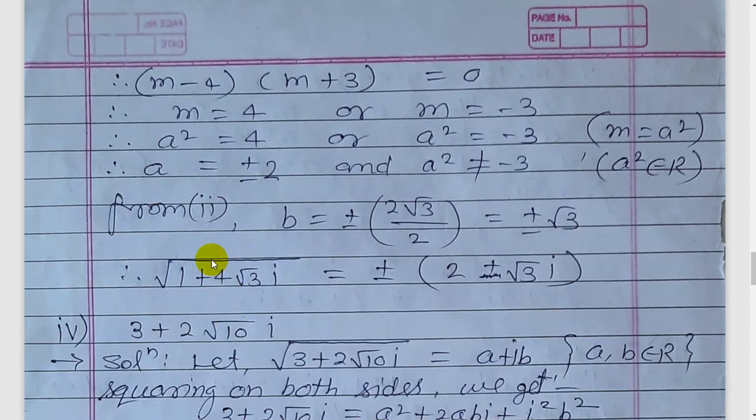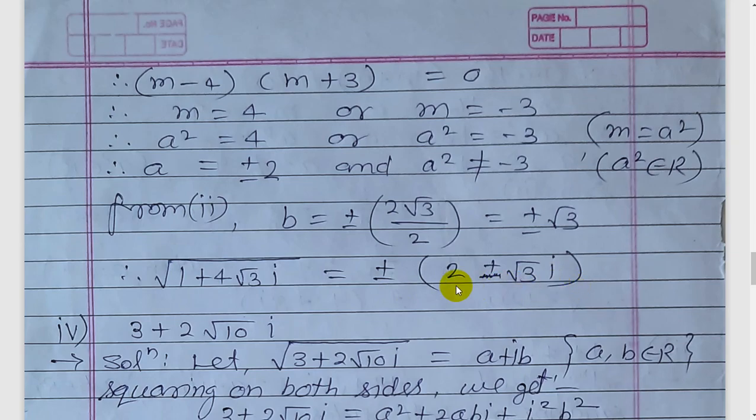Now from equation second, substituting the value of a as plus minus 2 in equation second. So from equation second, b equals plus minus 2 root 3 upon 2, 2 going by 2, b equals plus minus root 3. So we get values of a plus minus 2 and values of b plus minus root 3. Therefore, square root of 1 plus 4 root 3i equals plus minus 2 plus root 3i.